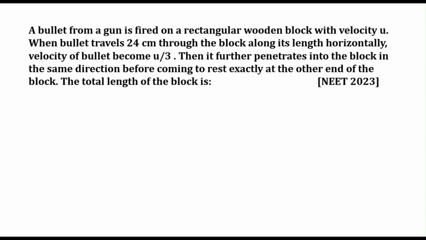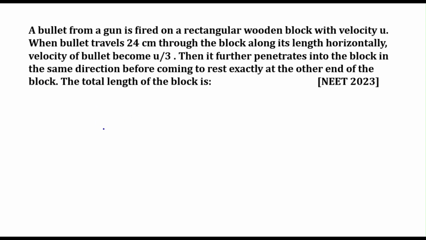Now moving to the second question. A bullet from a gun is fired on a rectangular wooden block with velocity u. When the bullet travels 24 centimeter through the block along its length horizontally, the velocity of the bullet becomes u by 3. Then it further penetrates into the block in the same direction before coming to rest exactly at the other end of the block. So we have to find the length of the block.